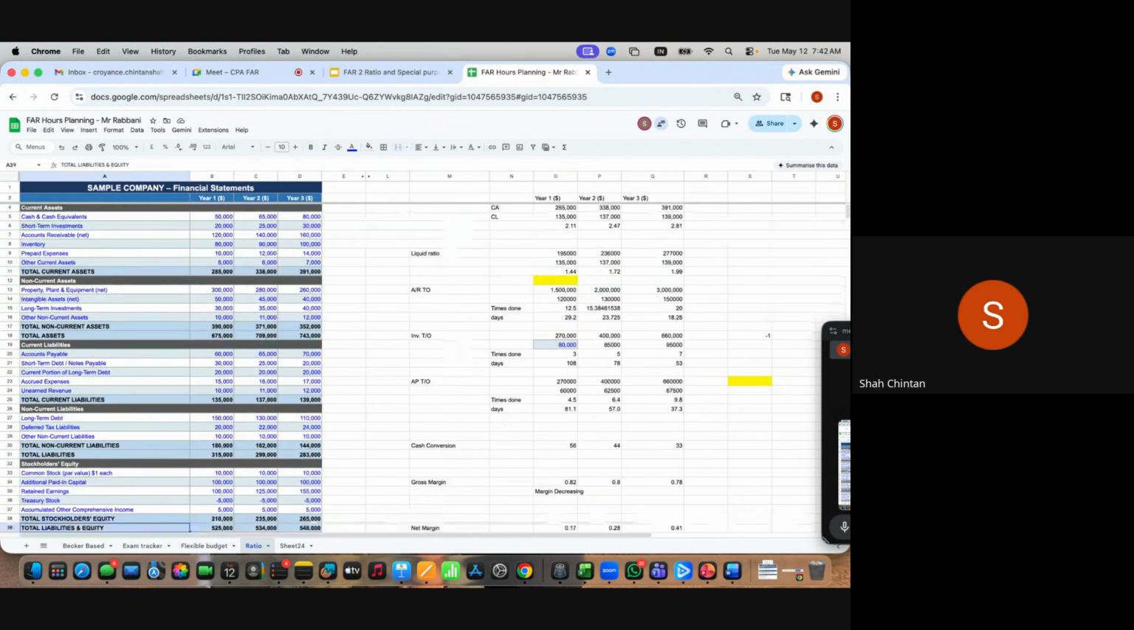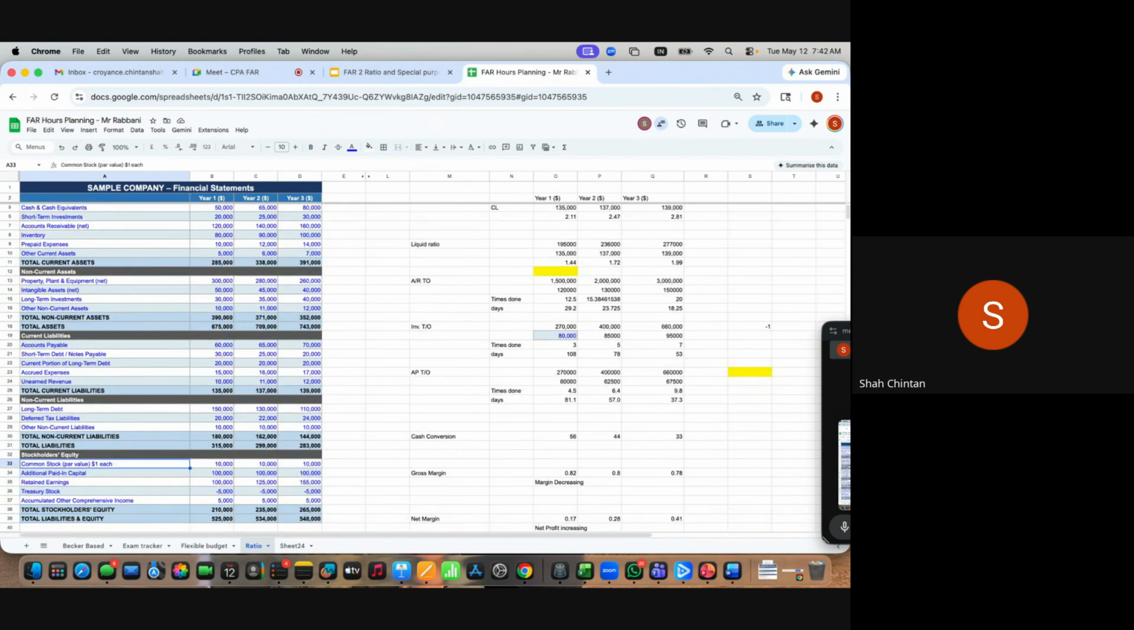ये जो है the 30, this is your authorized and issued shares only. However, EPS is calculated on the outstanding shares. Outstanding share क्या होता है? Your issued shares minus your treasury stock gives you the outstanding shares. Okay, so for dividend, I will subtract the treasury stock from common stock value. Yes, absolutely. क्योंकि अगर स्टॉक आपने वापस ले लिया है तो उसमें तो आप डिविडेंड पे नहीं करोगे. Okay.